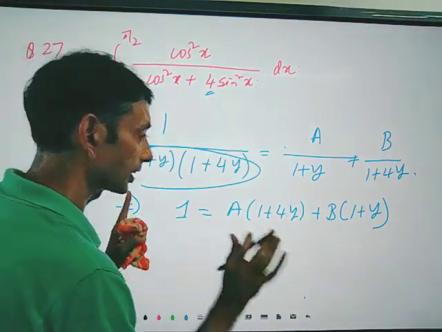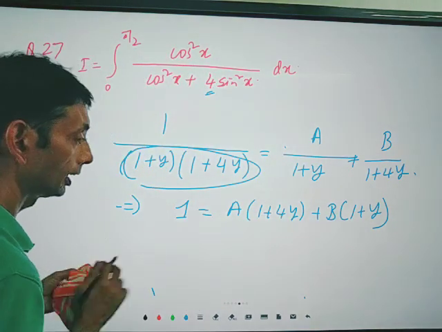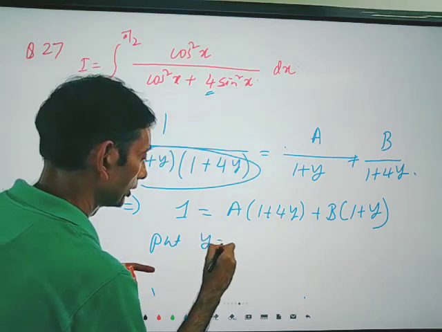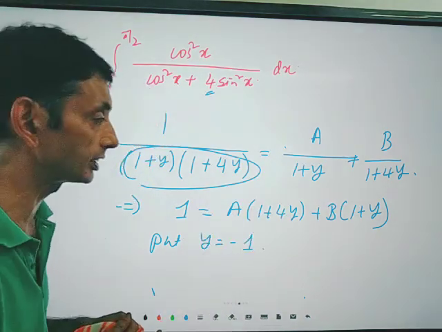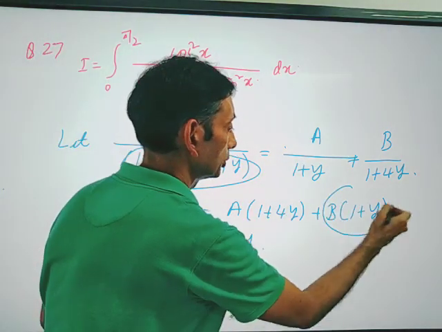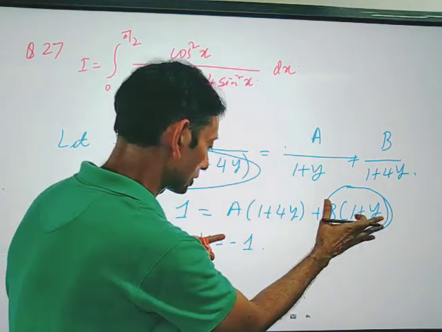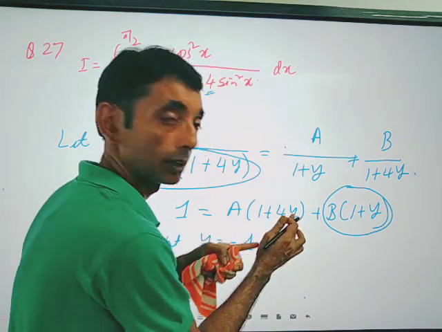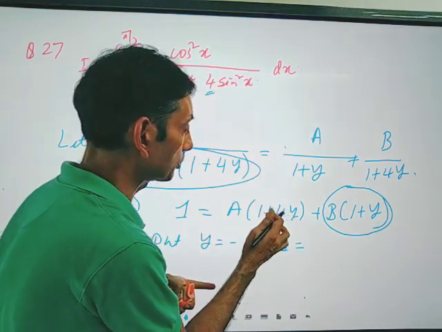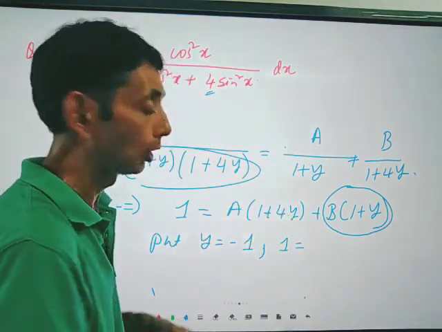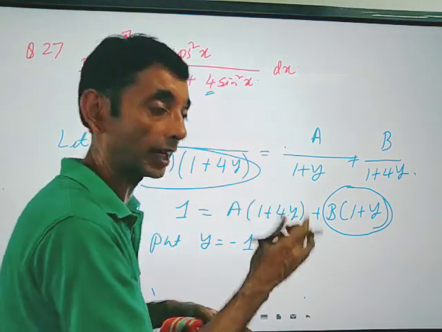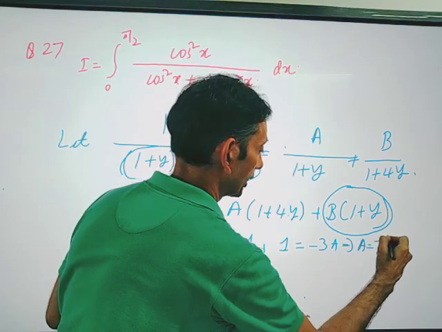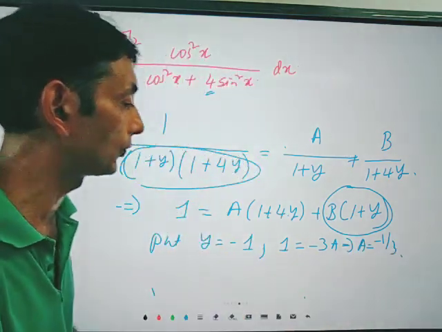Now, the important thing is to get the values of A and B, in very simple steps. We put y equal to minus 1. Then the B term becomes 0, so we have 1 equals A times (1 plus 4 into minus 1), that is 1 minus 4, which gives minus 3A. This implies A equals minus 1 by 3. So we got the value of A.